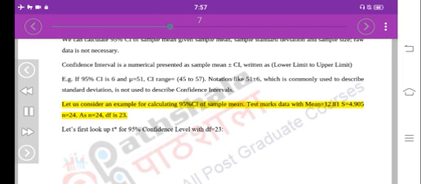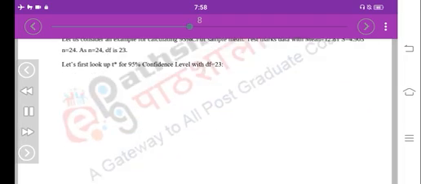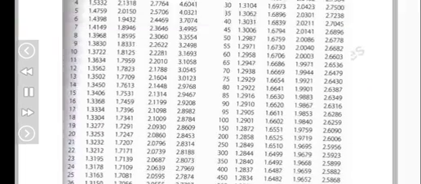Test marks data with mean equals 12.81, S equals 4.905, N equals 24. As N equals 24, DF is 23. Let's first look up t for 95% confidence level with DF equals 23. t is 2.0687. Let's now calculate W.